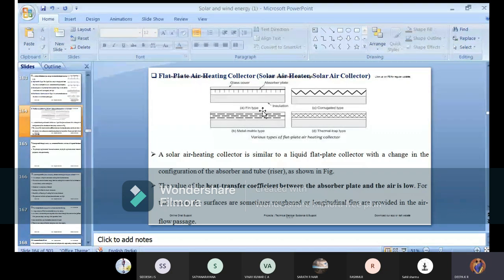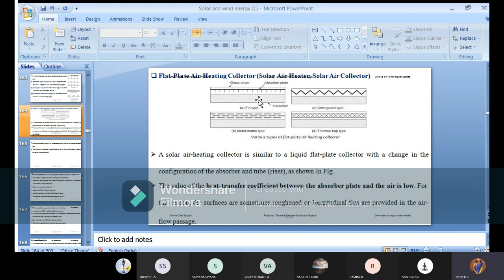And here they have specified which type we are using: fin type, corrugated type, metal matrix type, and thermal trap type. So when you are making a different connection or different application, you get four different parameters. But glass, absorber, and insulator will appear in this air heating collector. One point we have to remember: we don't have any liquid or fluid kind of system to circulate, or heat exchange taking place from header to footer. Here only air circulates, and that air acts as the fluid.